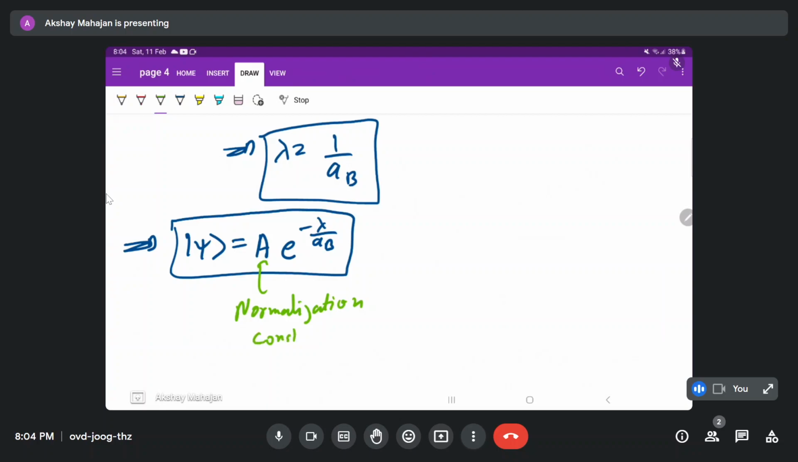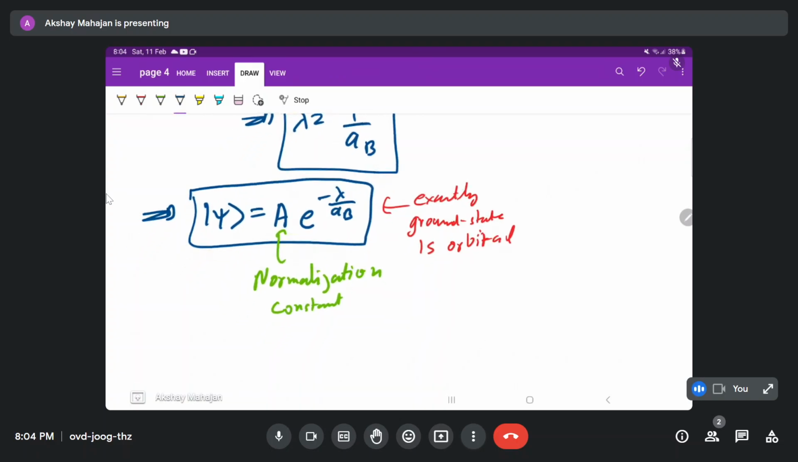So you can see that this is exactly our ground state, minus the ground state orbital that we are getting, and our energy, I can write our energy E tilde.